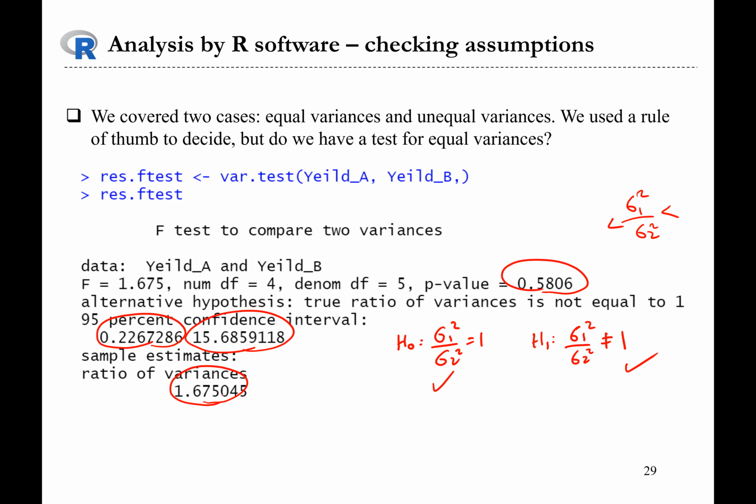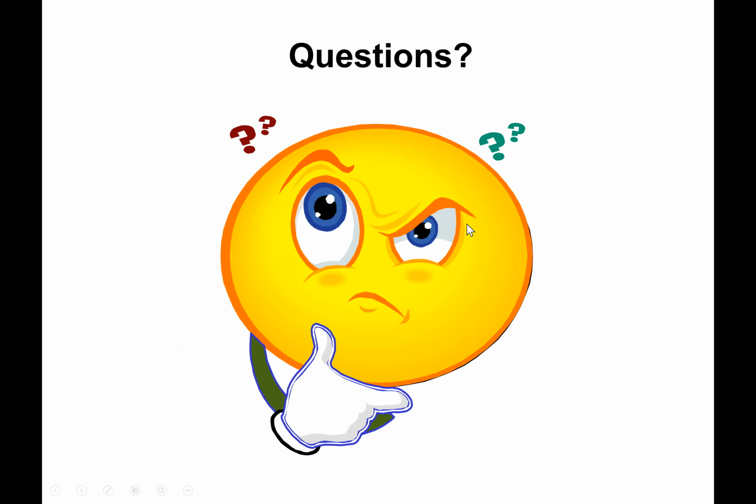So again, we covered the case sigma 1 square equals sigma 2 square, and another case sigma 1 square doesn't equal sigma 2 square. I know both of them gave us the same conclusion, but sometimes they give different conclusions. Which one should we go with? The one the VAR test decides. The VAR test decided that sigma 1 square equals sigma 2 square, so I go with the conclusion of equal variances.